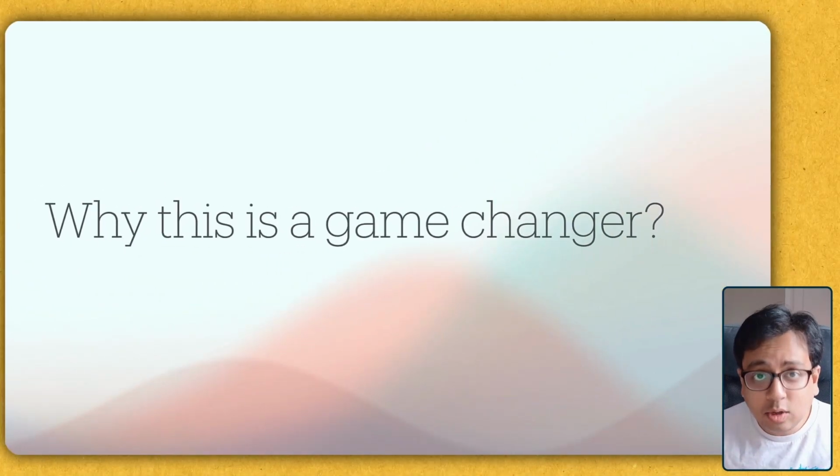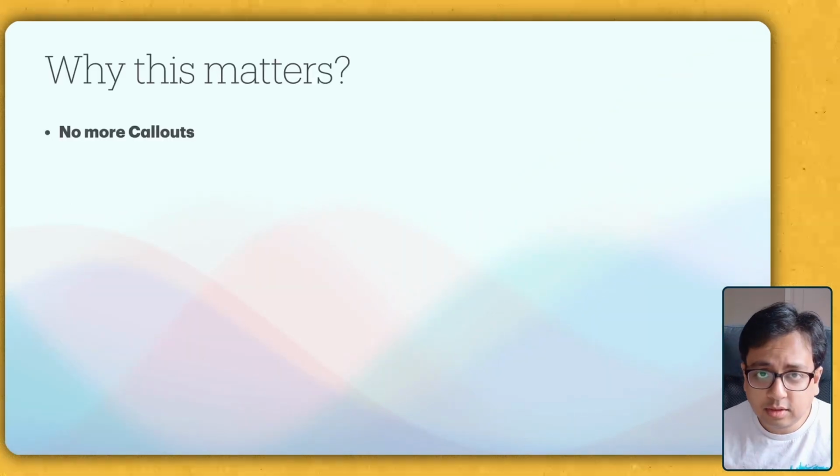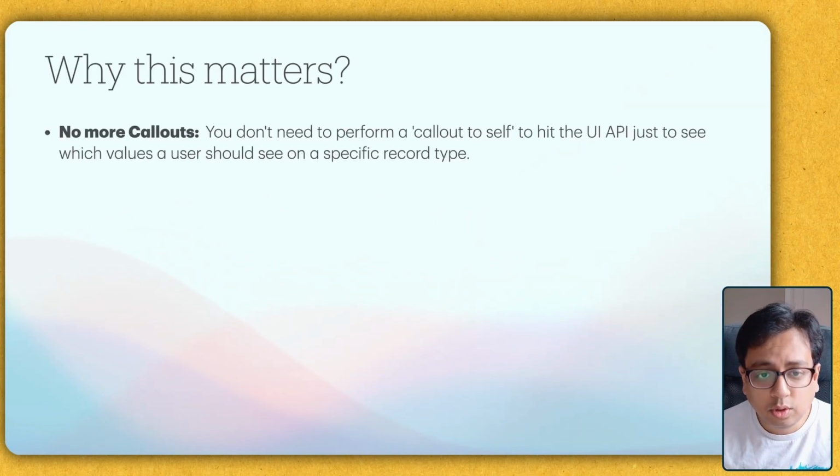So let's understand why this is so important. First thing is that we don't need any more callouts. You basically don't need to perform a callout to self to hit the UI API just to see which values a user should see on a specific record type. So no more callouts, the first benefit.